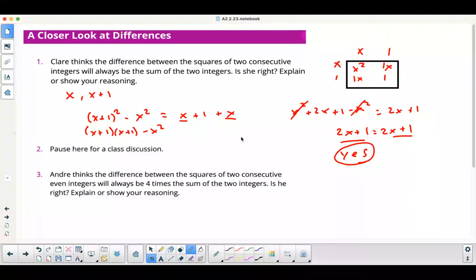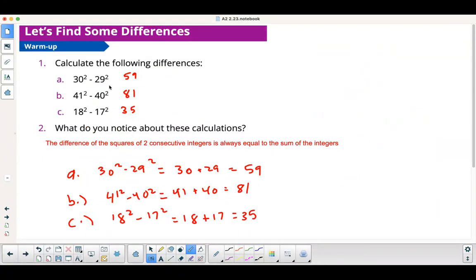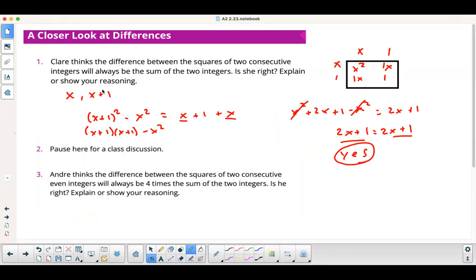Okay? And there's my algebra. So it says pause here for a discussion. So if you go back and just do it with numbers, we're not necessarily proving it for all numbers. We're proving it for 30 and 29, 41 and 40, 18 and 17. If you use letters and do the algebra and you get them to be equal, now we're proving it for everything. Remember, consecutive integers are always going to be x and then x plus 1, okay? And then if I had 3 consecutive integers, the third one would be x plus 2, and then the fourth one would be x plus 3, and so forth, okay?